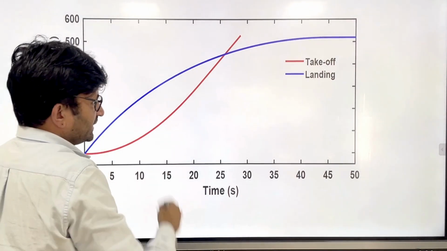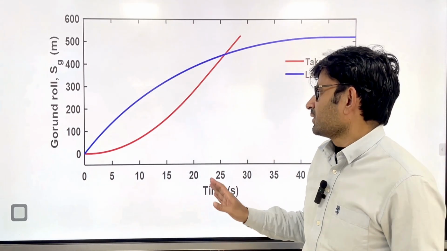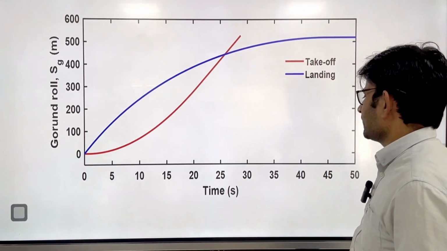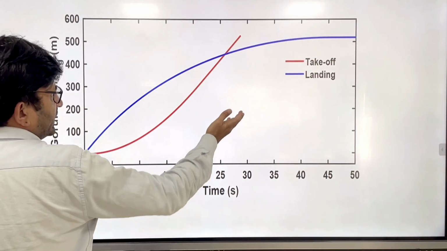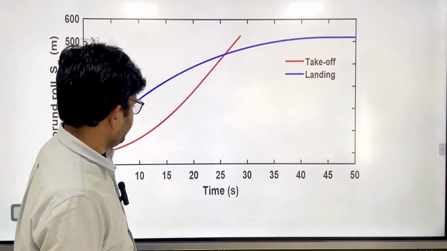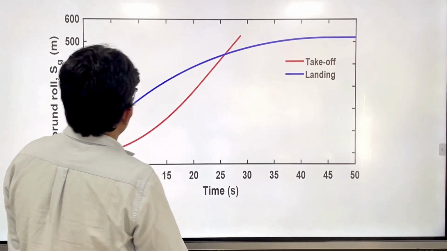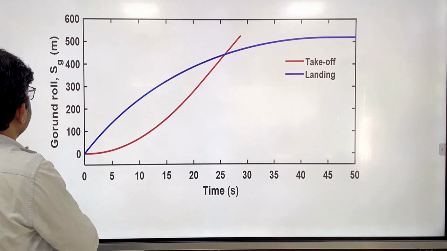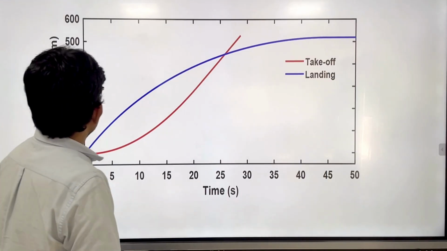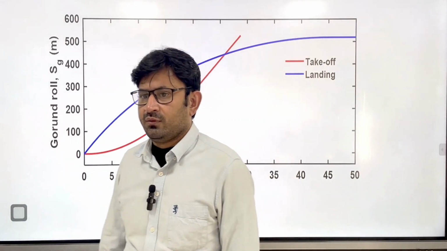In the next lecture I will take the landing, but since I have completed the code part for both takeoff and landing, I thought it's better to put the graph. I will focus on the takeoff only. You can see the takeoff time is almost 30 seconds, and the ground roll distance is around 500 meters. You may ask how I am getting this 500 number.